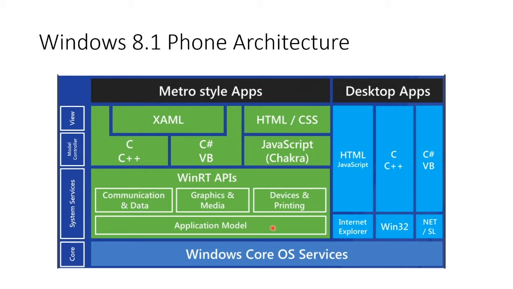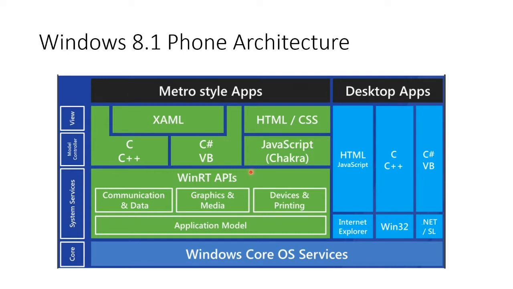But anyway, you have the core OS services. And then you have Windows RT APIs. Remember, an API, application programming interface, is simply little buttons that a program can press to ask another program to do stuff. Anyway, so it has APIs for communications, graphics, and devices and printing. And it has Metro-style apps, which are that tile-based look that Windows 8, like the Surface, the Microsoft Surface Pro has, as well as the phones.